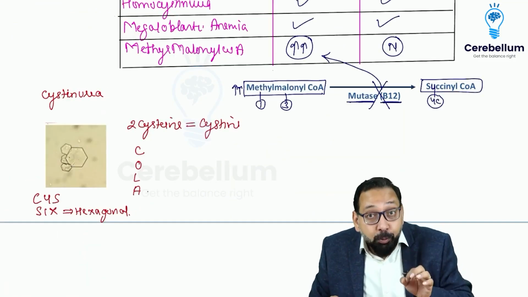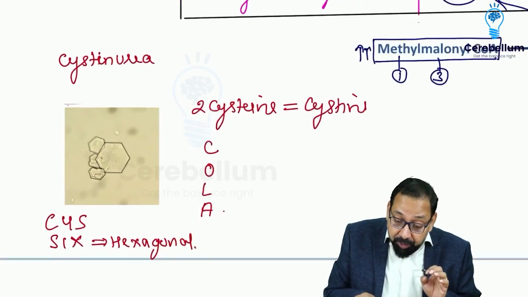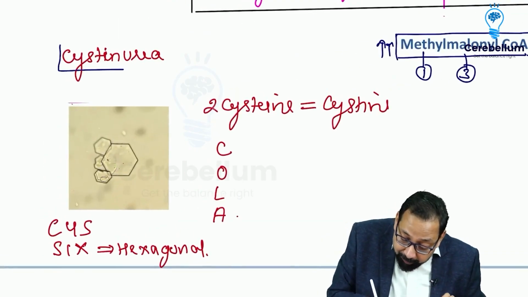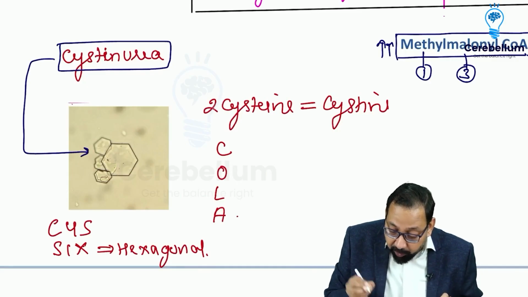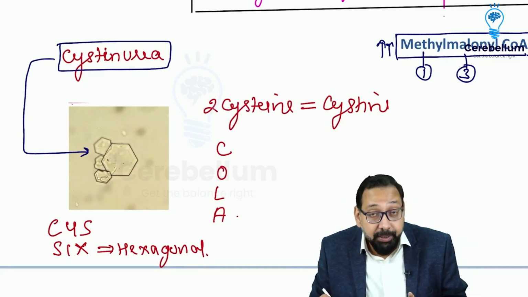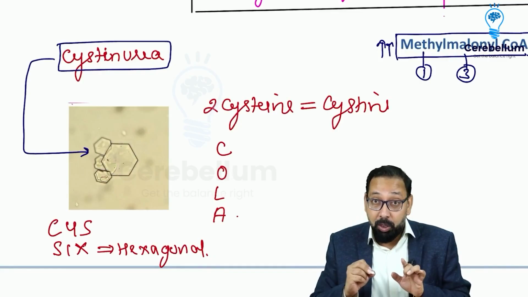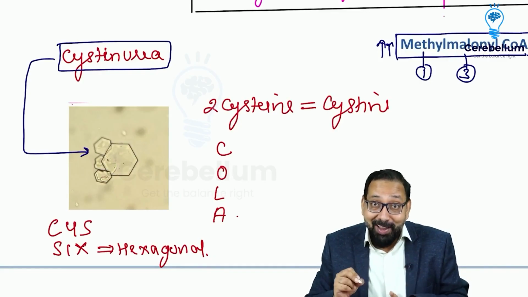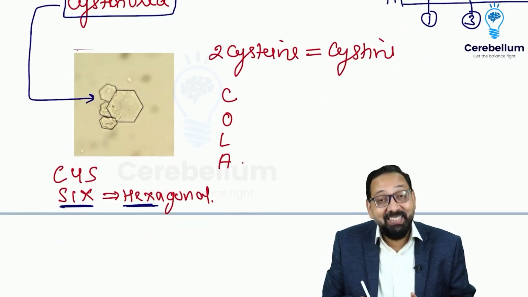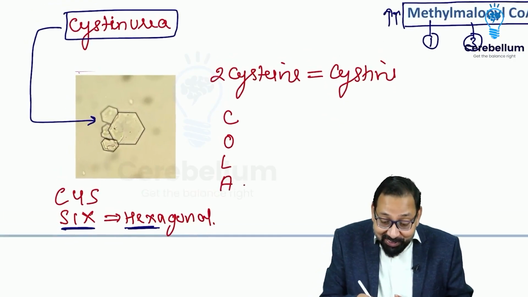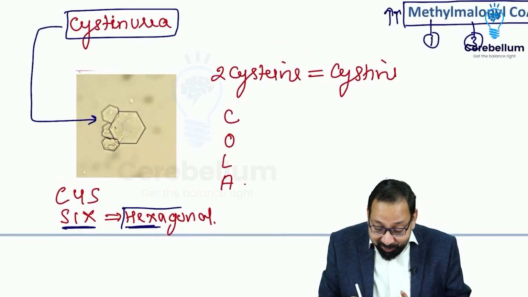Now, the next question, that is cystinuria. This is a frequently asked question. They will give you an image showing hexagonal crystals, kidney stones, hexagonal. Hexa is 6, and cystinuria has 6, so in cystinuria there would be hexagonal crystals.